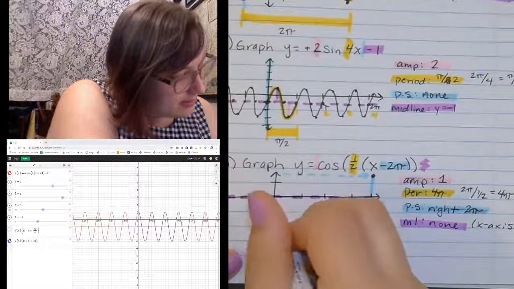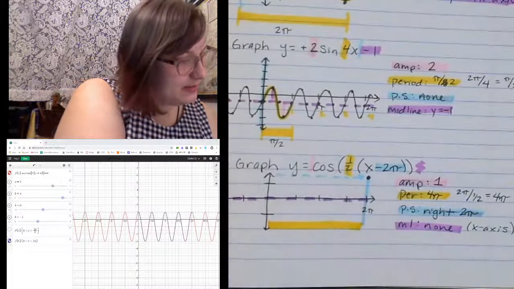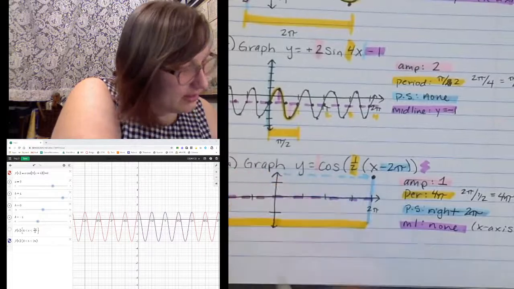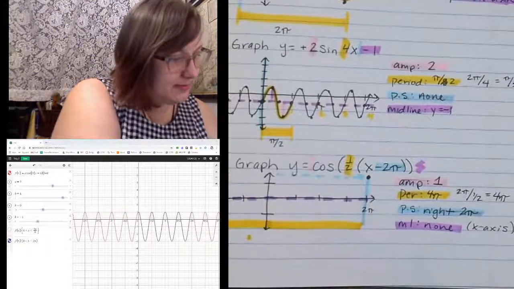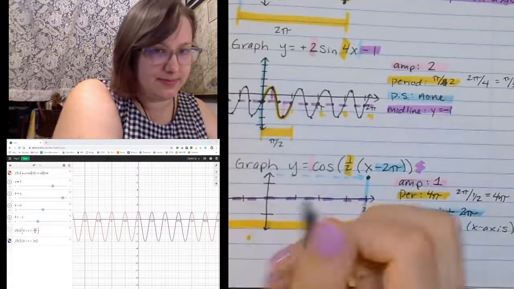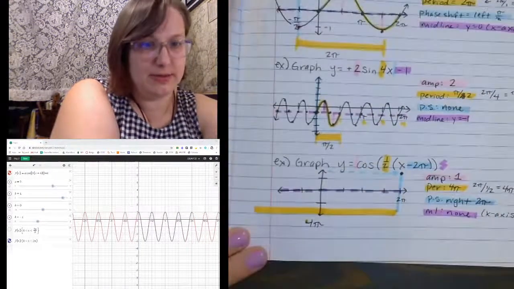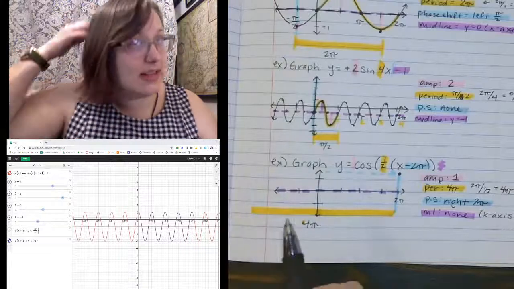So this right here, actually, this all the way to here is my period length. Can I zoom out? Yeah. Because that looks like 4 pi to me.